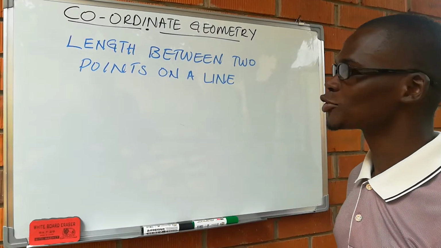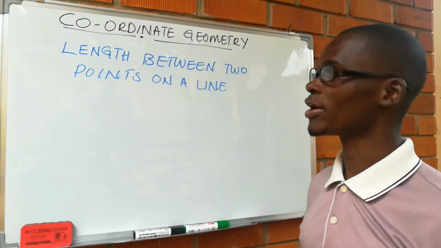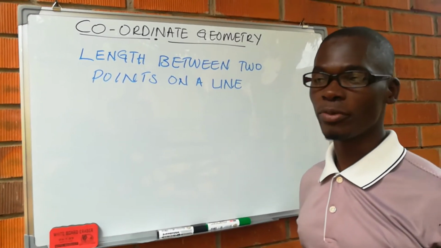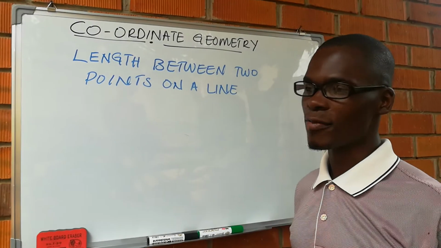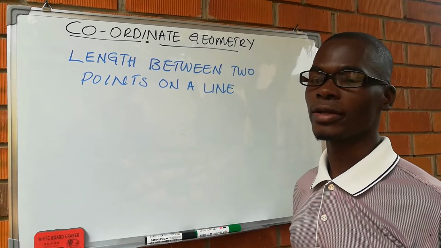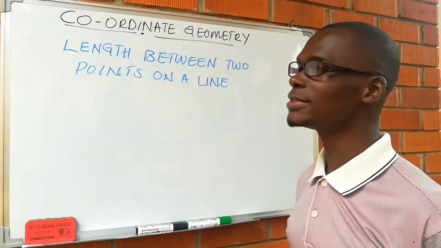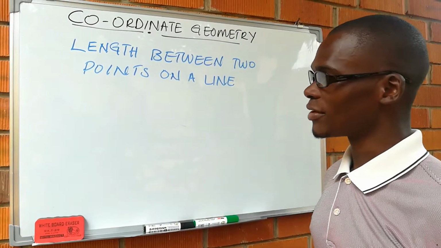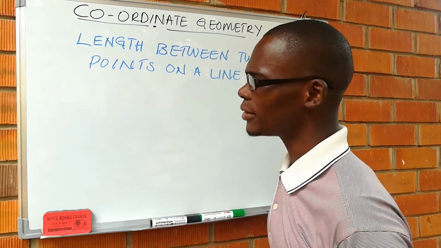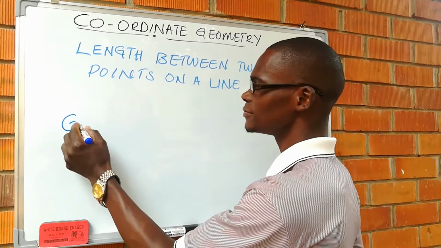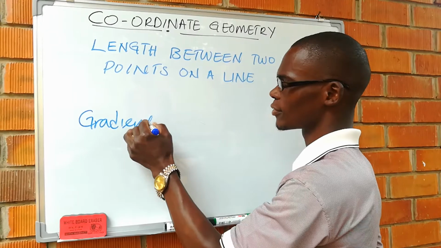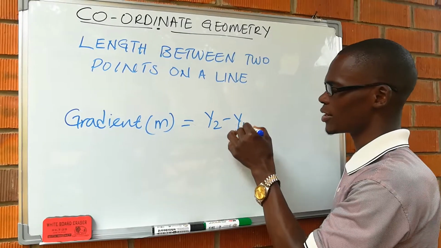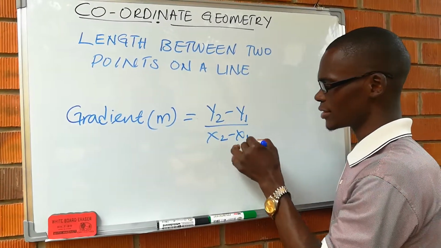You are most welcome to today's session, whereby we shall be looking at the length between 2 points on a line. In our previous lesson, we looked at finding the gradient of a line, whereby if we are to review a bit of what we talked about, we see that gradient m is given by y2 minus y1 over x2 minus x1.